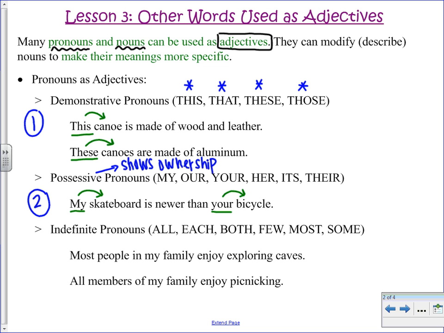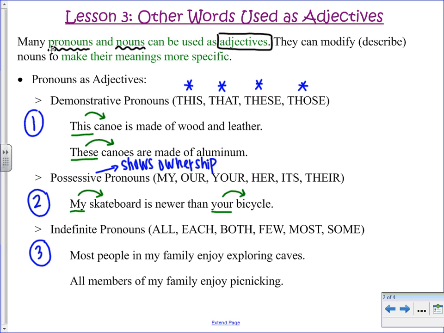The last type of pronouns that can act as adjectives are indefinites. If you remember, our indefinite pronouns are very vague, not specific. So a couple examples: all, each, both, few, most, some. Remember, we call them indefinite because they are that vague, non-specific. So like for all, we don't know how many all is. Is all 1 or is all 10?